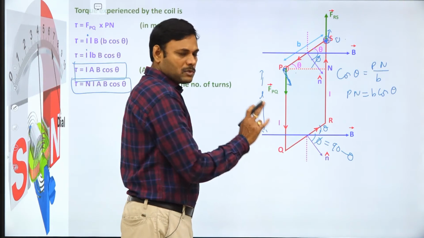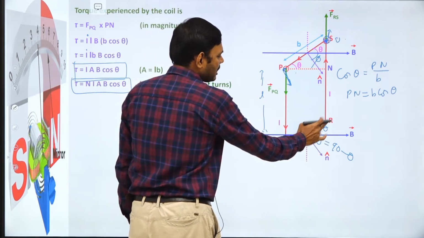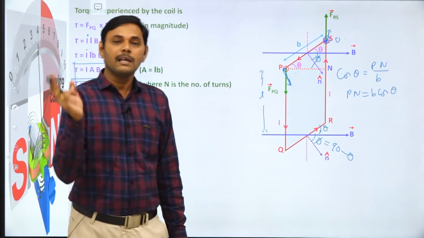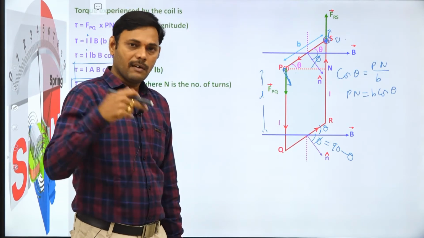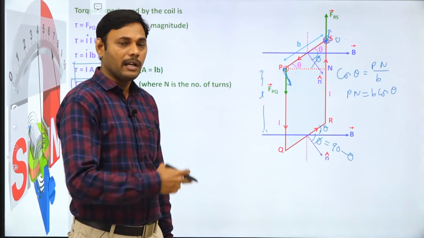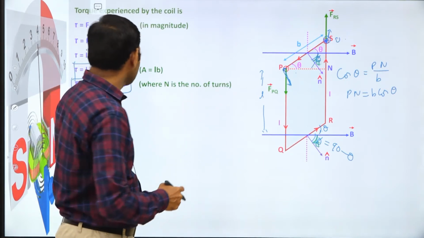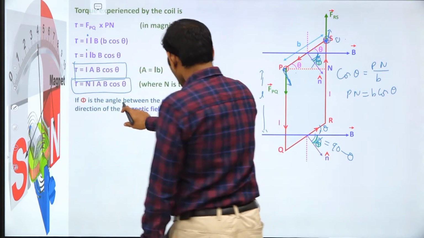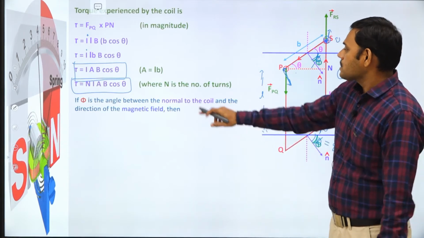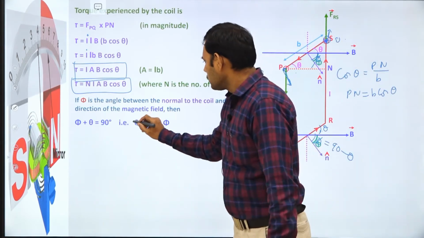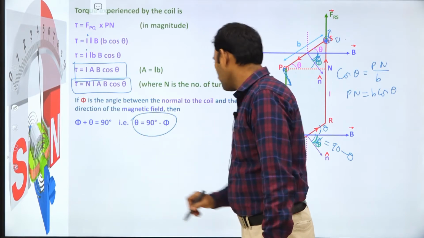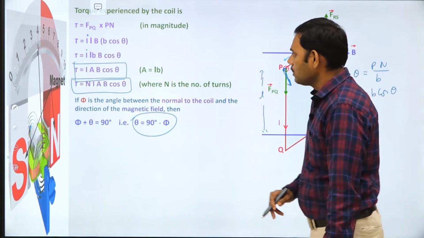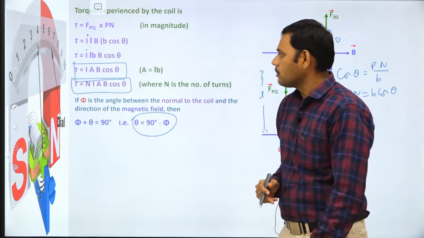Therefore, here are two terms. If the angle made by the magnetic field with the face of the coil is theta, then torque is NIAB cos theta. If you assume the angle made by the area vector, that is the normal to the face of the coil, with the magnetic field, that obviously becomes 90 minus theta. Here that angle is phi. If phi is the angle between the normal to the coil and the direction of the magnetic field, then as I explained, theta plus phi must be 90, so theta is equal to 90 minus phi. So, replace theta with 90 minus phi in the above equation.